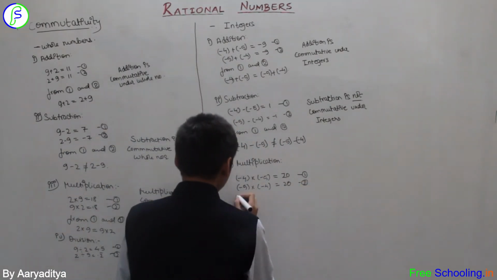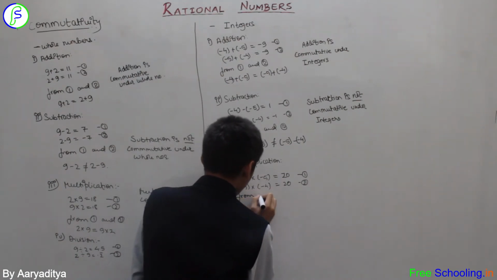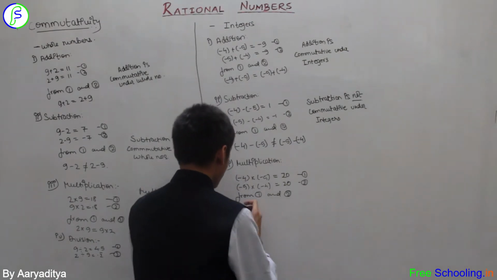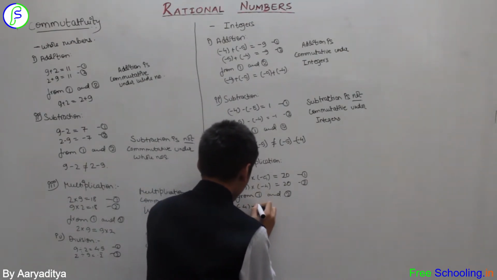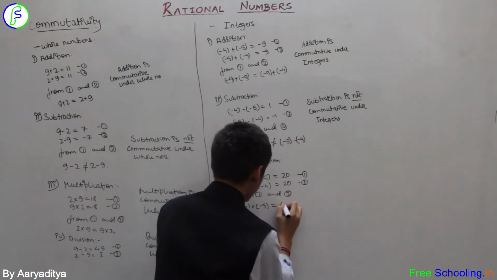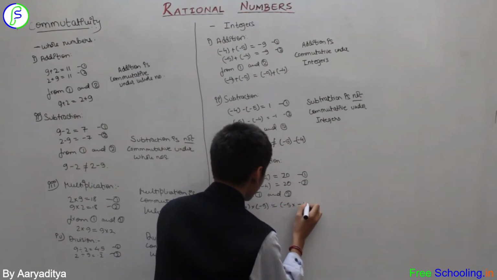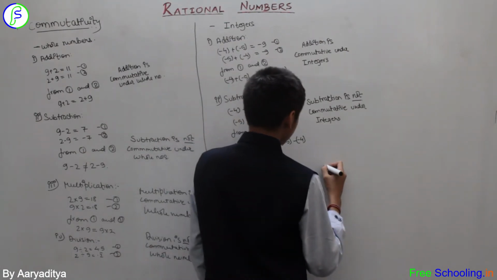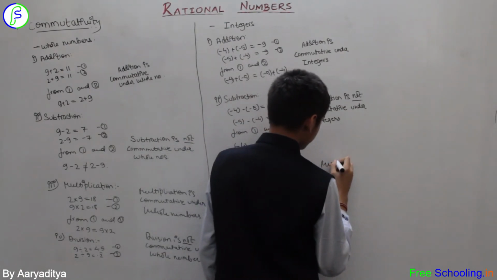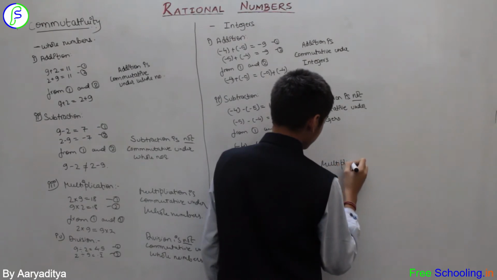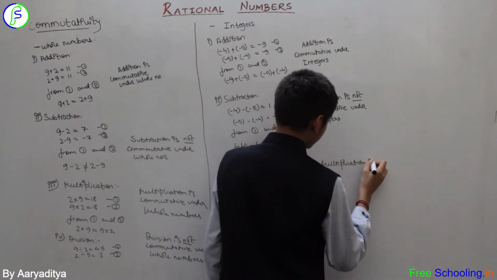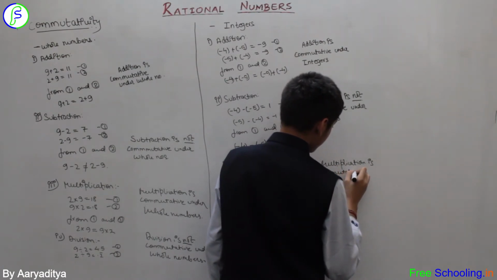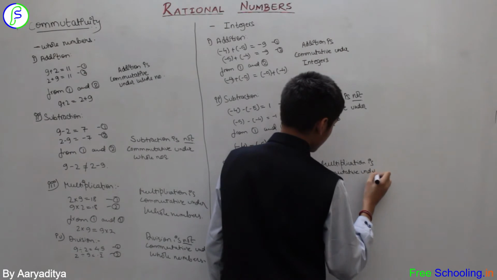So from 1 and 2, what do we see? That minus 4 into minus 5 is equal to minus 5 into minus 4. So the statement that can be written is: multiplication is commutative under integers.